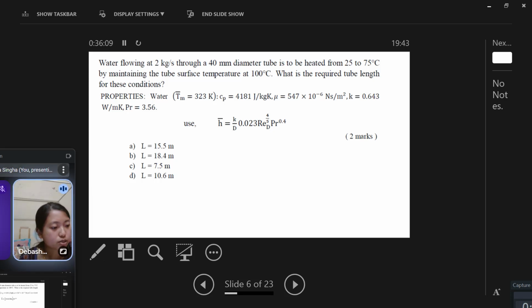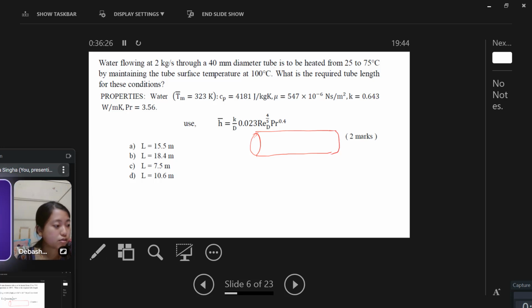Okay, we'll move to the next question. Water flowing at 2 kg per second through a 40 millimeter diameter tube is to be heated from 25 degrees to 75 degrees. So you understood the previous question, right? Because there were so many interruptions. Yes, I understand. Okay.